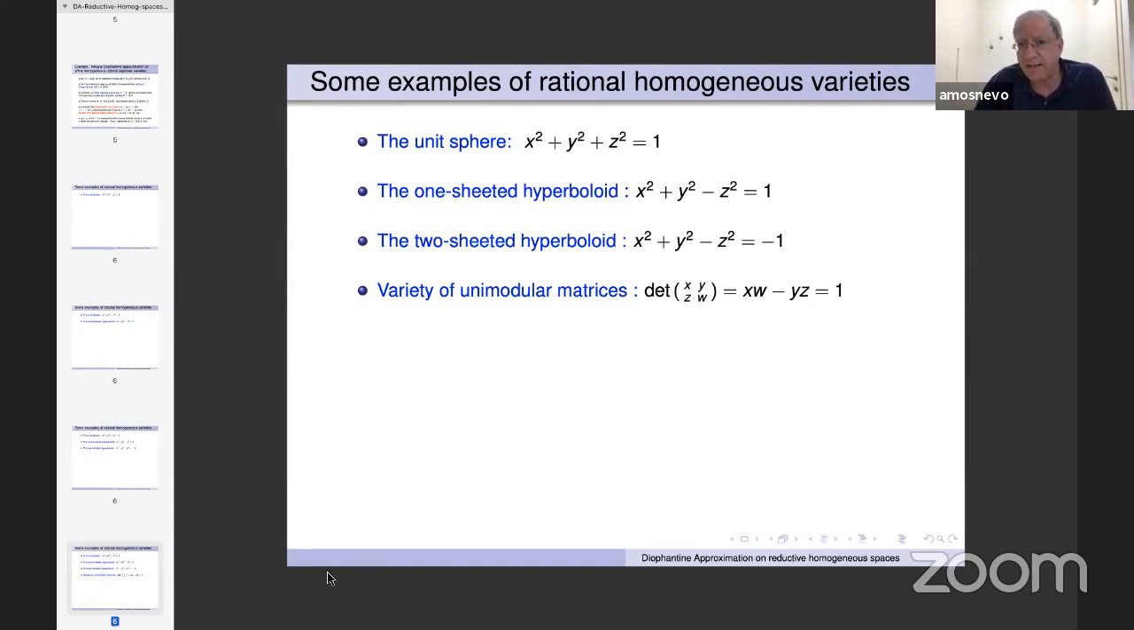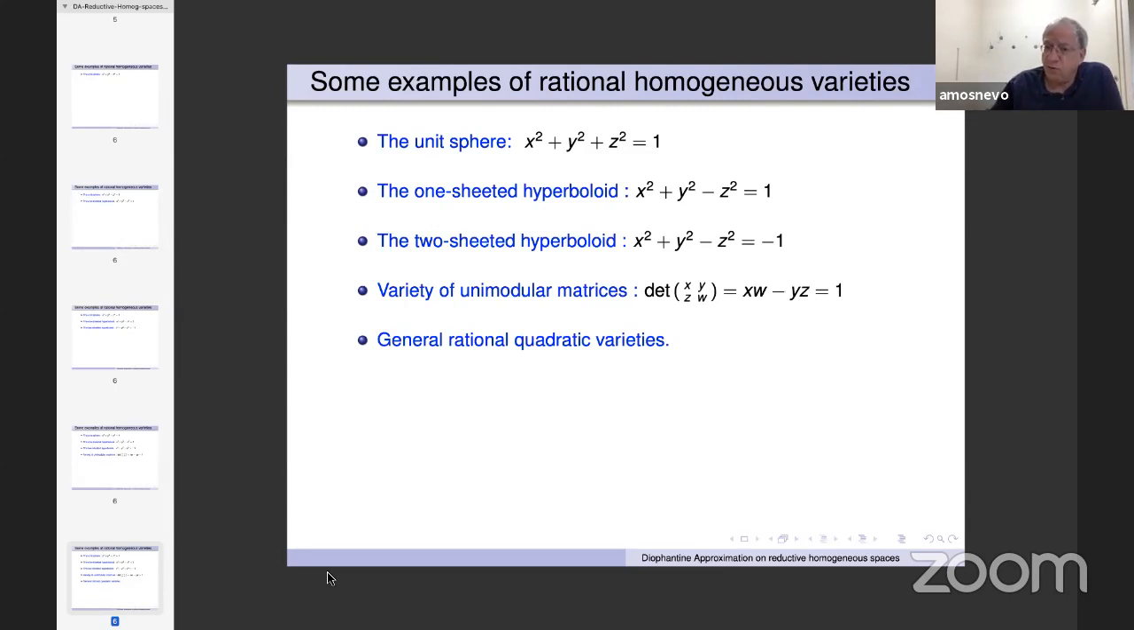And we should notice that not all of these examples fall into the previous context. For example, in the case of the unit sphere, this is a compact variety, a compact homogeneous space. And in the case of the two-sheeted hyperboloid, the stability group H is in fact compact. On the other hand, the one-sheeted hyperboloid and the variety of unimodular matrices both have a non-compact variety, but the stability group in this case is in fact the trivial group. We can consider general rational quadratic varieties and the varieties of orthogonal matrices, affine spaces.